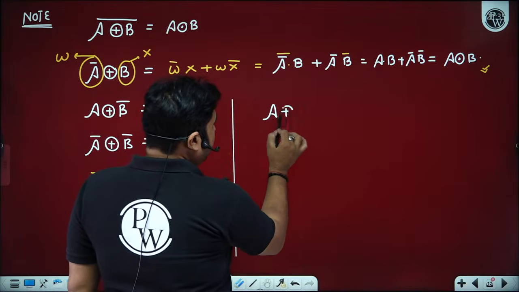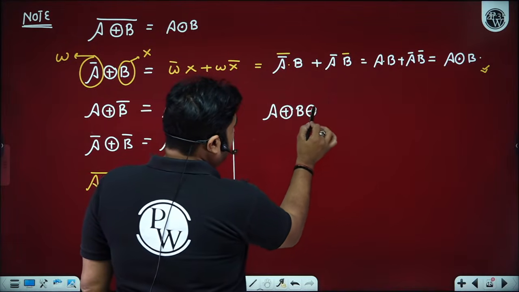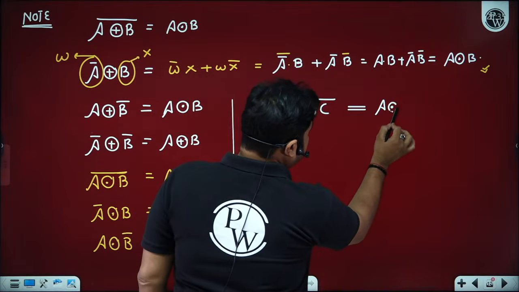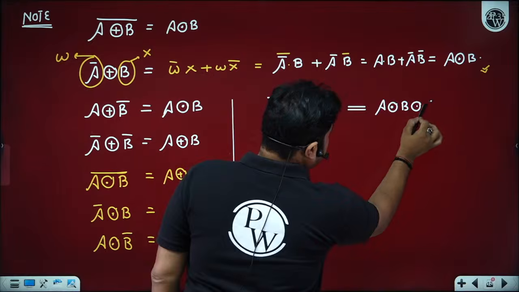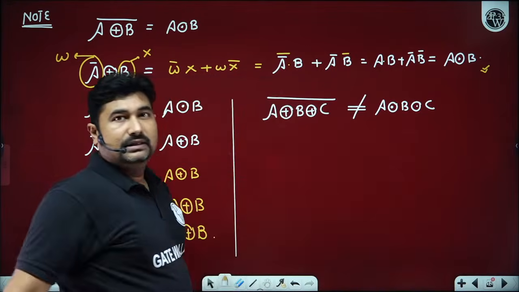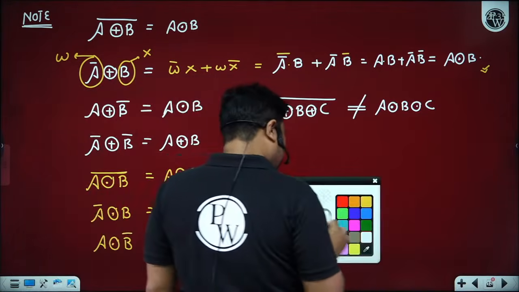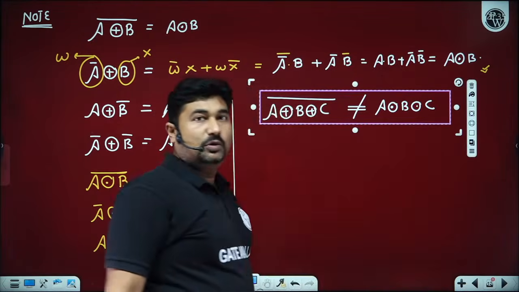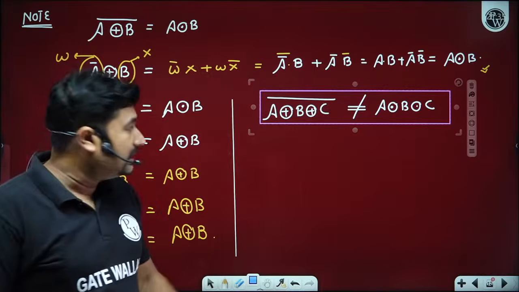A XOR B XOR C whole bar, will it be equal to A XNOR B XNOR C? No. This is a very important thing. Mostly students make this mistake, thinking that A XOR B XOR C whole bar is also A XNOR B XNOR C. This is not true.